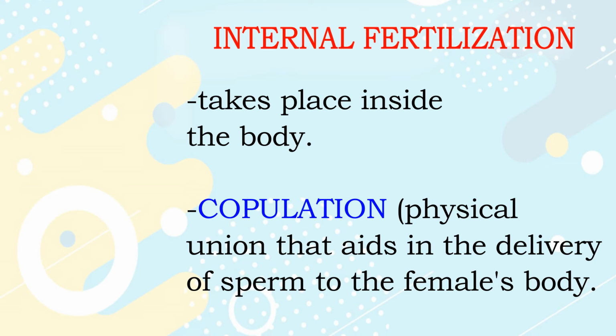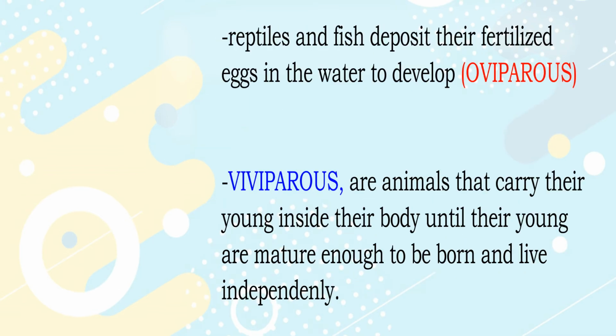Once fertilization is successful, the developing embryo can be found either inside the body or inside an egg. Examples of oviparous organisms, or organisms that develop their embryo in an egg, are reptiles and fish. On the other hand, we have the viviparous. These are the animals that carry their young inside their body until their young are mature enough to be born alive and live independently. A very common example for this one is humans.